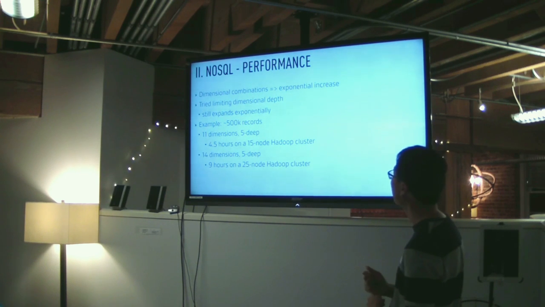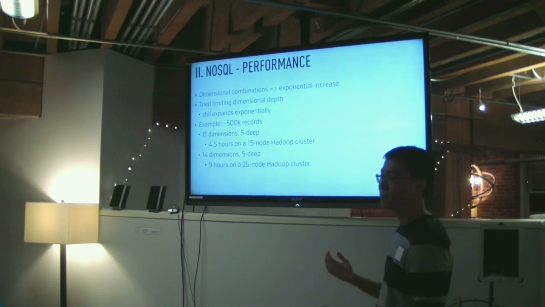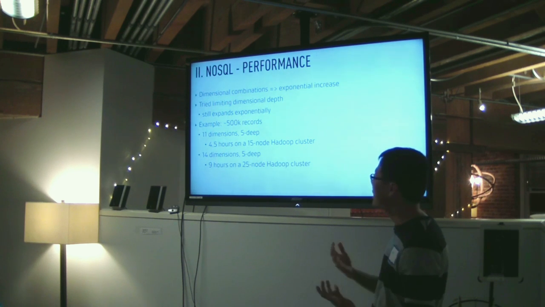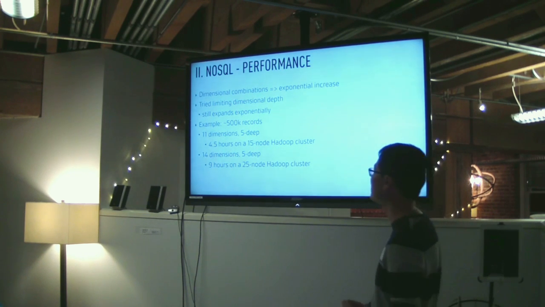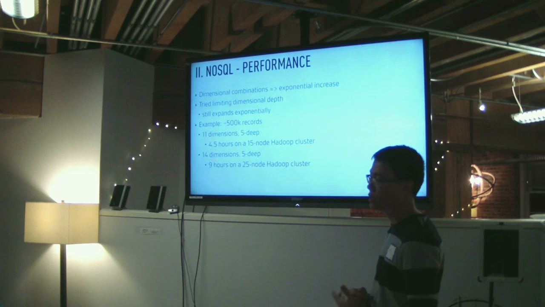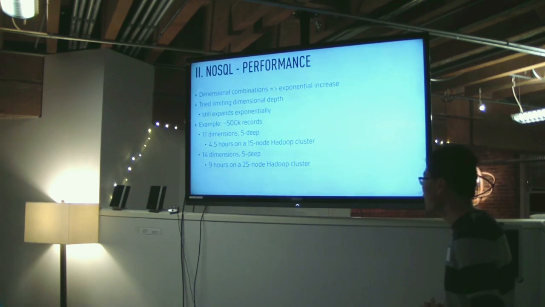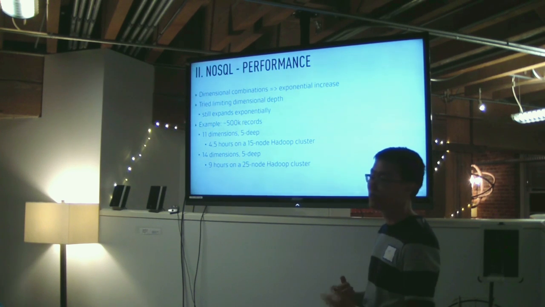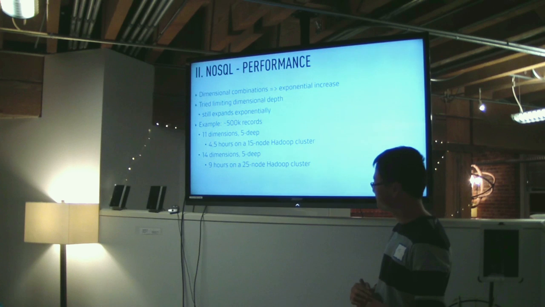So before completely abandoning this solution, we tried to limit the number of queries that our users could make, so we would limit the number of things we were pre-computing. But even that didn't give us great results. The benchmark here was on a data set that had 500,000 rows, something incredibly tiny. This had 11 dimensions, and we restricted the query set, and it took us 4.5 hours on a 15-node Hadoop cluster to pre-compute everything. When that data set increased slightly, as our customers delivered a little more data, to 14 dimensions, the computation took 9 hours on a 25-node Hadoop cluster.